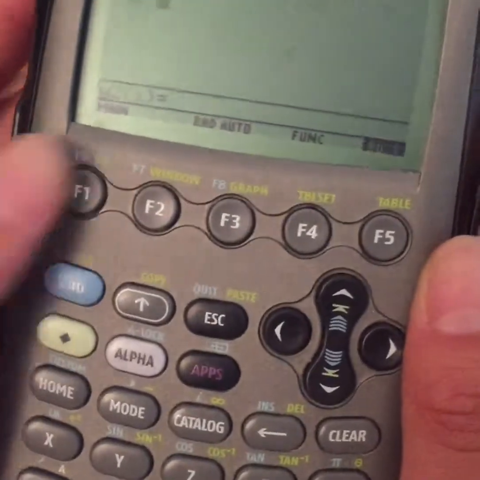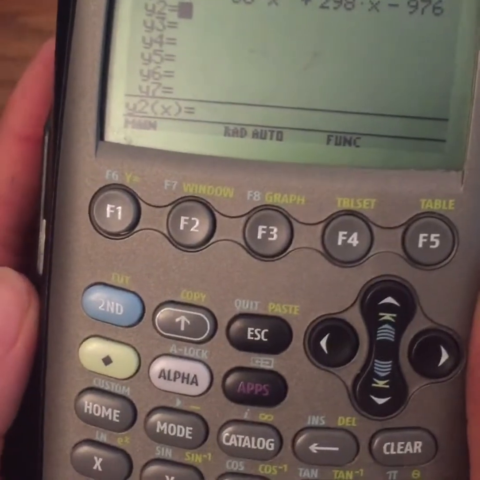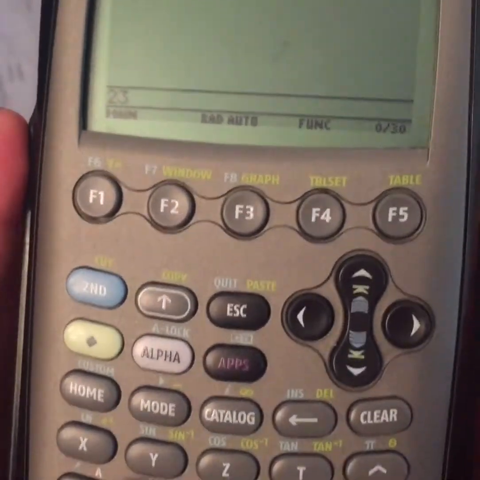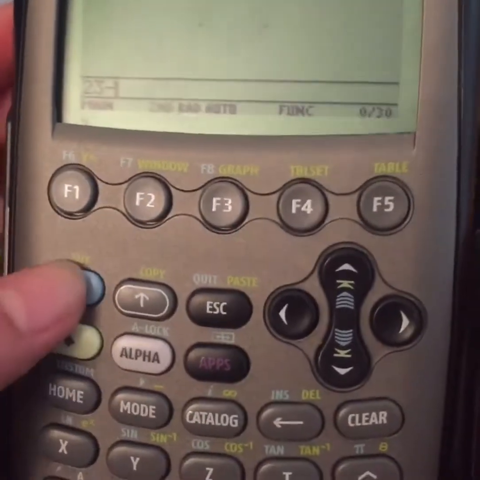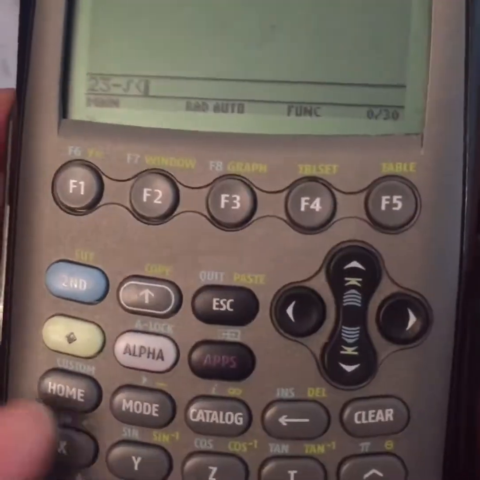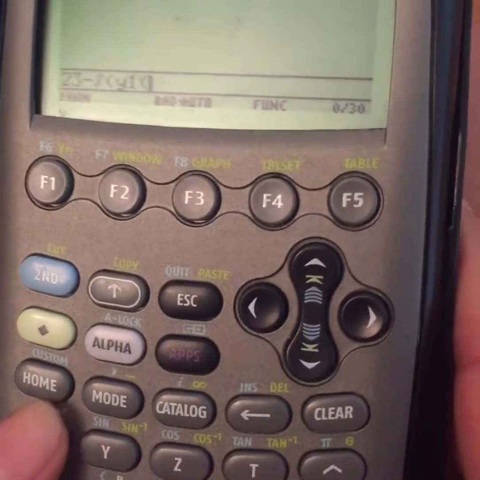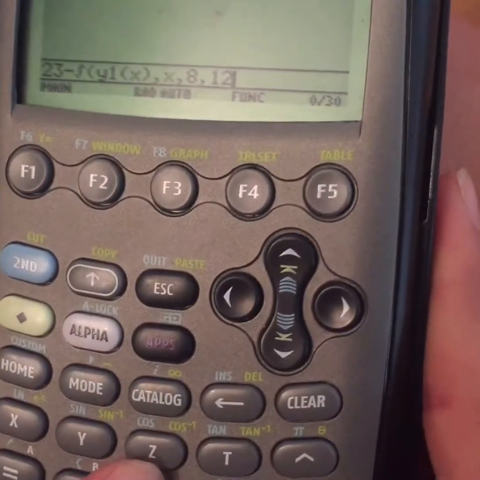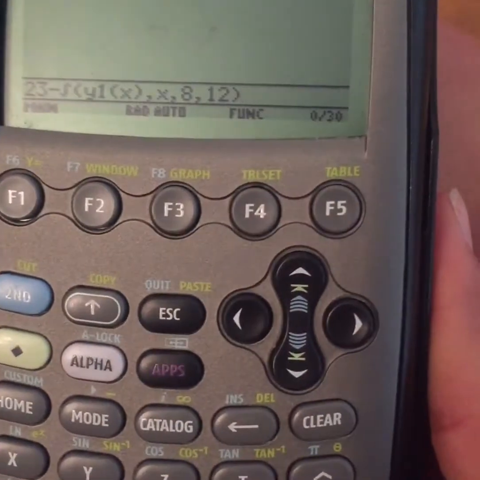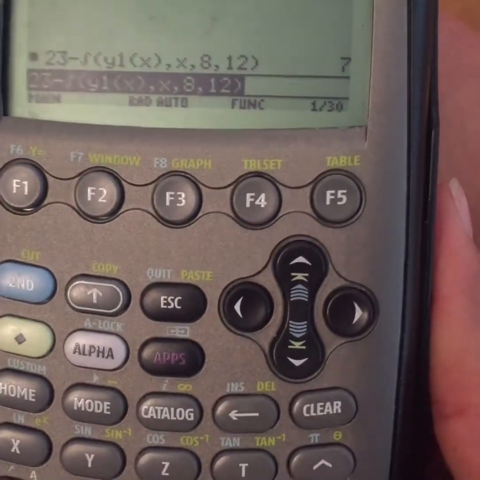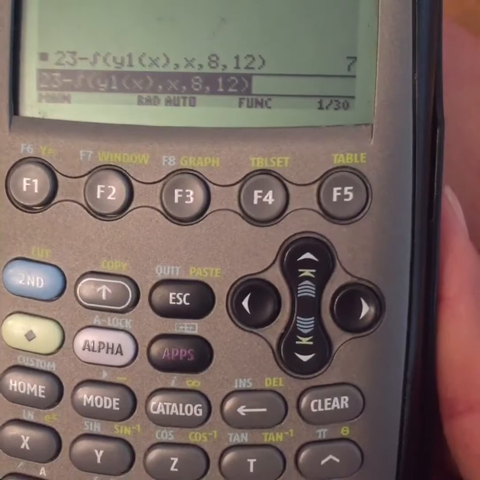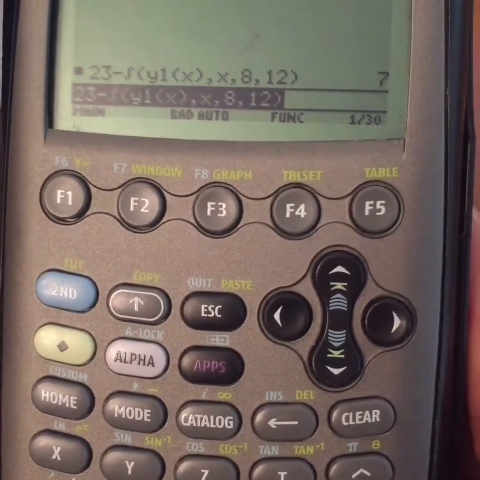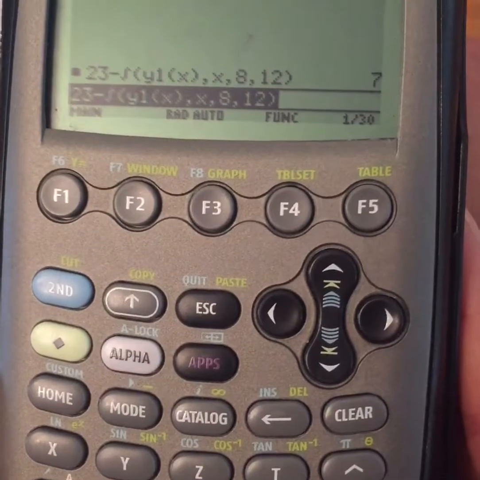So I plugged in the function p of t for y1, and then I exited out and did the integral of p of t with a lower limit of 8 and an upper limit of 12 to find the area under the curve at that point, which is what it would look like on a graph. And then when I hit enter, I saw that the answer was 7. And so that means that at midnight, there were still 700 entries that had yet to be processed.